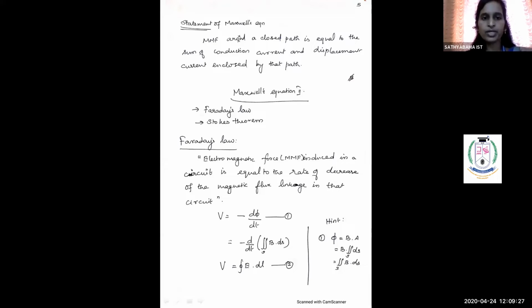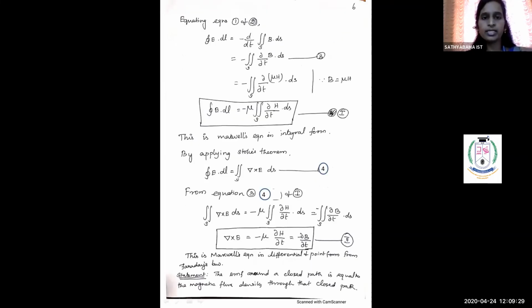When you equate, what you are getting, line integral E dot dl is equal to minus d by dt surface integral B dot ds. So when you bring this differentiation inside your integral, it becomes dou by dou t. So minus surface integral dou B by dou t into ds. So line integral E dot dl is equal to minus surface integral dou B by dou t into ds. This is our third equation.